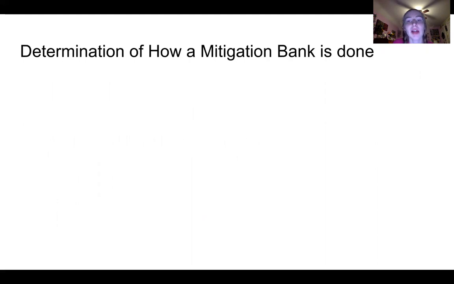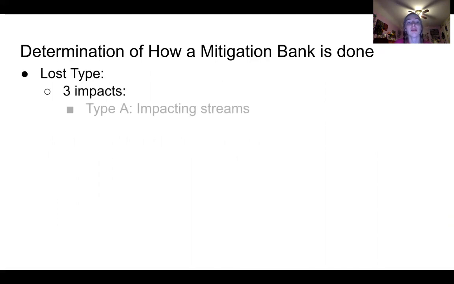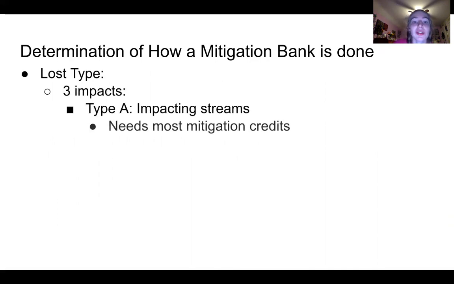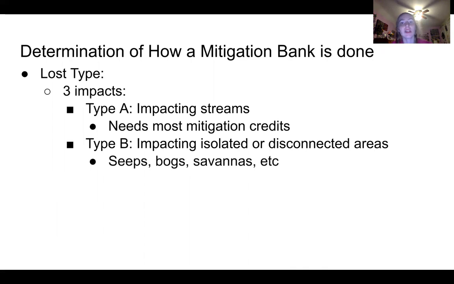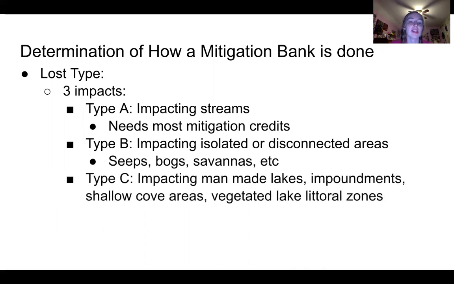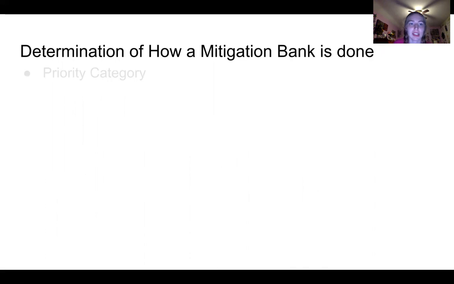For determination of how a mitigation bank is done, there's 6 different factors. Loss type, which has 3 impacts. Type A is impacting streams and it needs the most mitigation credits. Type B impacts isolated or disconnected areas, which could be seeps, bogs, savannas, different things like that. Type C impacts man-made lakes, shallow cove areas, impoundments, different things like that. And that has less mitigation credits needed.